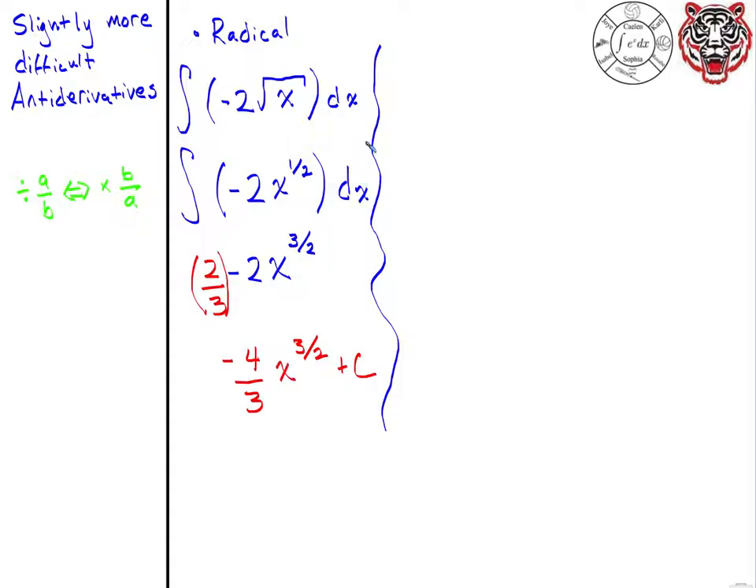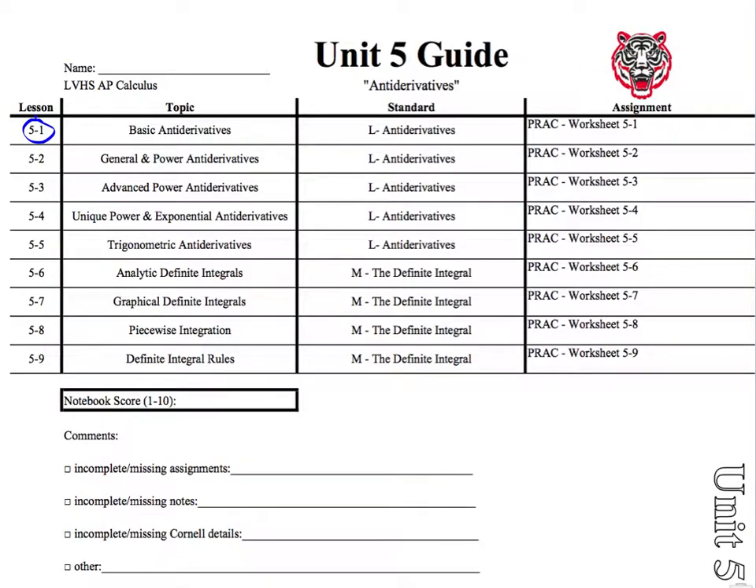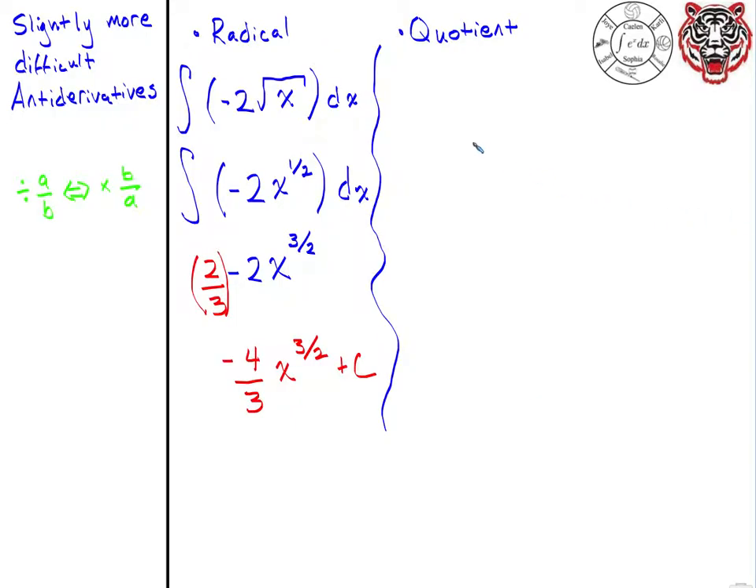Did you guys ever have optics? Wait, what's quotient? Why are you looking at her like that? Quotient. I was just trying to.